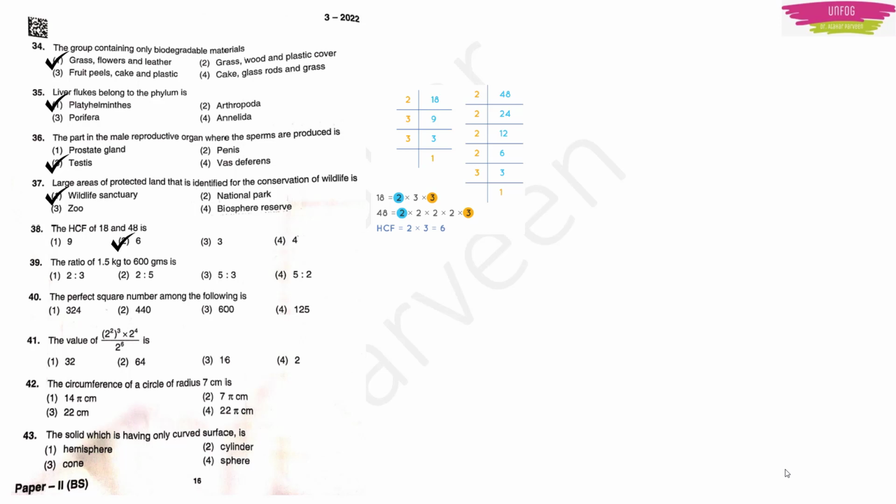Then question number 39. The ratio of 1.5 kg to 600 grams is. Similar question was asked in mathematical sciences question paper also. So this is very easy actually. You convert 1.5 kg to grams. Then you take the ratio. 1.5 kg into grams will become 1500 grams. 1500 upon 600 grams will give you 5 by 2. 5 by 2 can also be written as 5:2. So option 4 is the right answer.